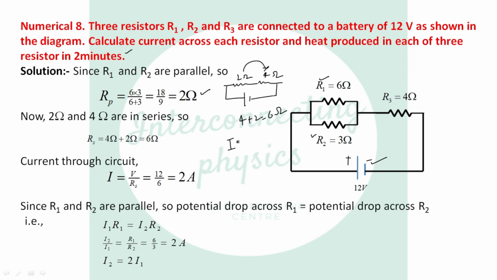Now the current, according to Ohm's law, is V over R. V is 12 and R equivalent is 6. So the answer is 2 ohm, sorry, 2 ampere.